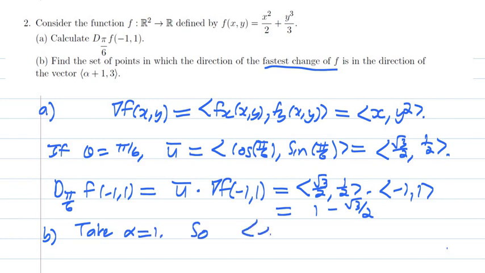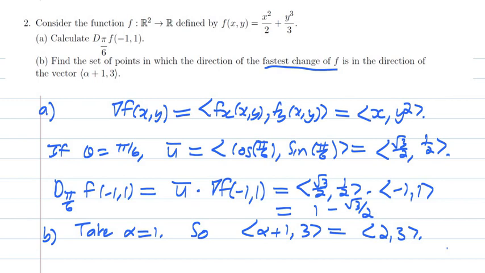So the vector alpha plus 1, 3 becomes the vector 2, 3. Maybe you have a different value of alpha and your answer will look different. Now, I've underlined the words fastest change. We need to know in which direction the directional derivative has the fastest change. To get the fastest change, we've got to travel in a certain direction.